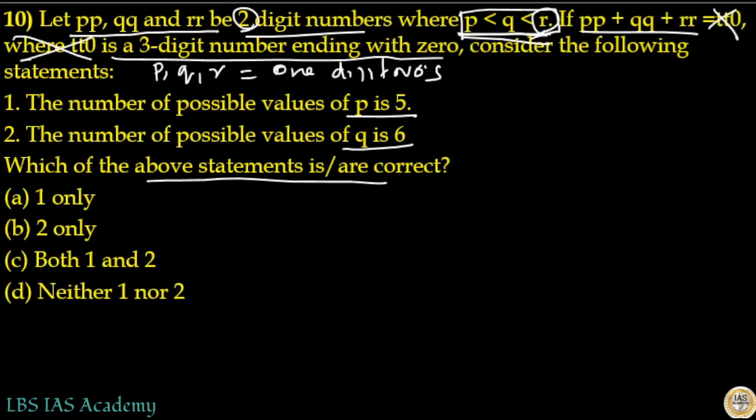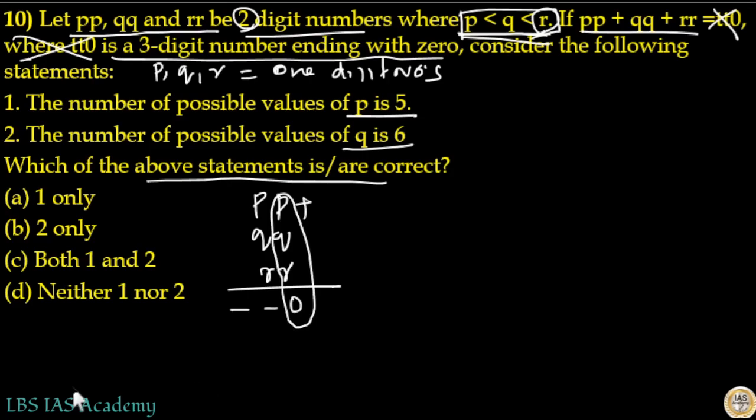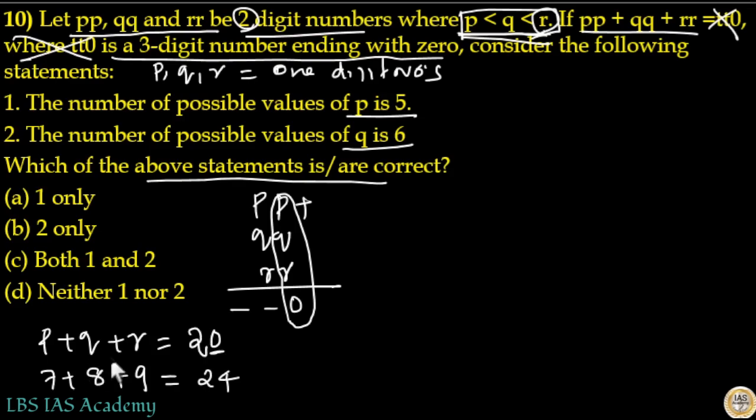So we can take PP plus QQ plus RR as a 3-digit number ending with 0, which means the unit digit of P plus Q plus R is 0. And R is the greatest, so if I give R as 9, then Q can be 8 and P can be 7. So the maximum possible value is 24. But we need the unit digit as 0. So the maximum possible value of P plus Q plus R is 20 and the minimum value is 10. So take the sum as 20.